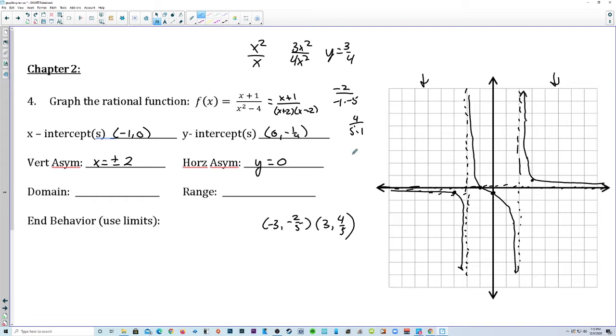Like that. The domain is -infinity to -2, -2 to 2, and 2 to infinity. We got to skip over those asymptotes. The range is -infinity to infinity, mainly because of this middle piece right here. This covers all of the y values. Ending behavior, we have the limit as x approaches plus or minus infinity of f of x is equal to 0. So on the ends, this graph is leveling out to 0.